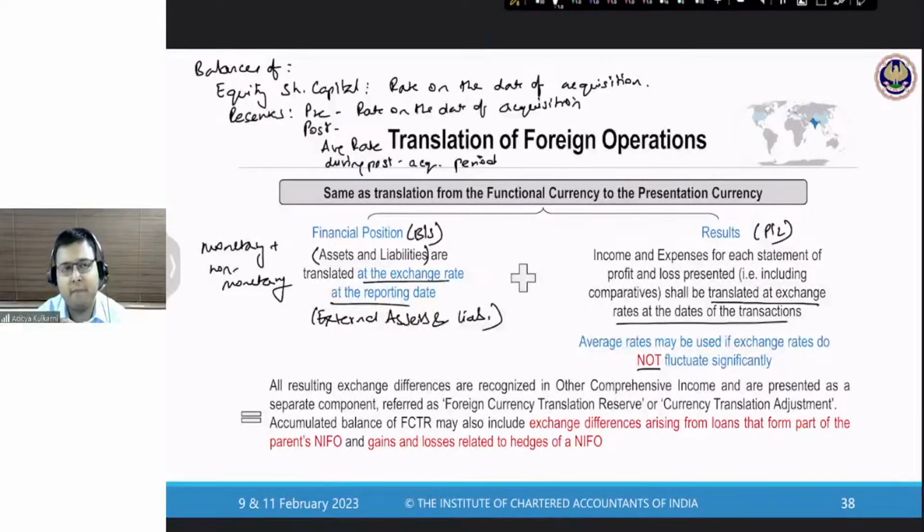What about equity share capital? You have invested. That means you have bought the shares, you've made the investment, you've acquired the control. So the rate on the date of acquisition. And reserves, well, you split into pre and post. Pre will be translated at the rate on the date of acquisition, whereas post reserves are earned by you when you are controlling the subsidiary. So you will apply the average rate during the post acquisition period. So once you do all this, you will have the trial balance in the functional currency, that is INR. You will see figures in the trial balance for the Indian rupee, that is the functional currency.